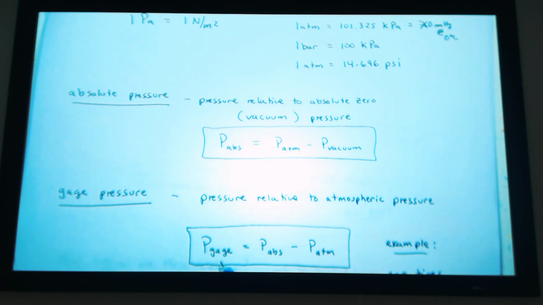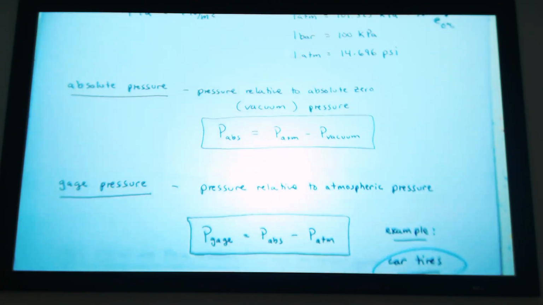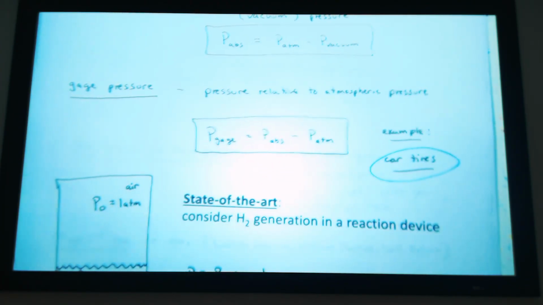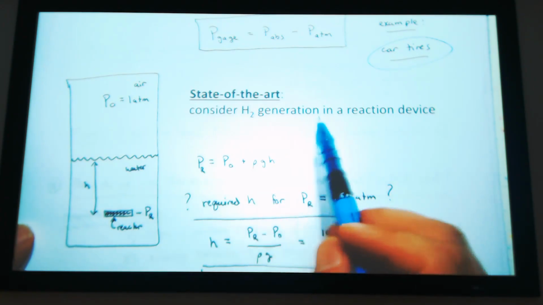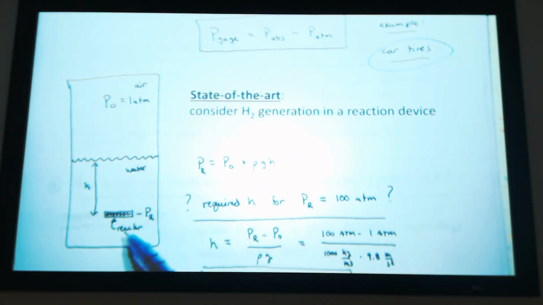Gauge pressure is what you fill up your tires with, 30 to 60 psi in your bike or car. So that's a gauge pressure. It's the pressure inside minus the atmospheric pressure. Example, car tires. And now, actually, this next part is important.